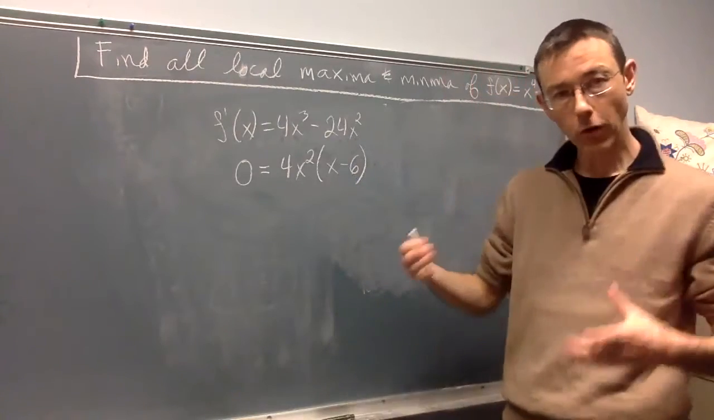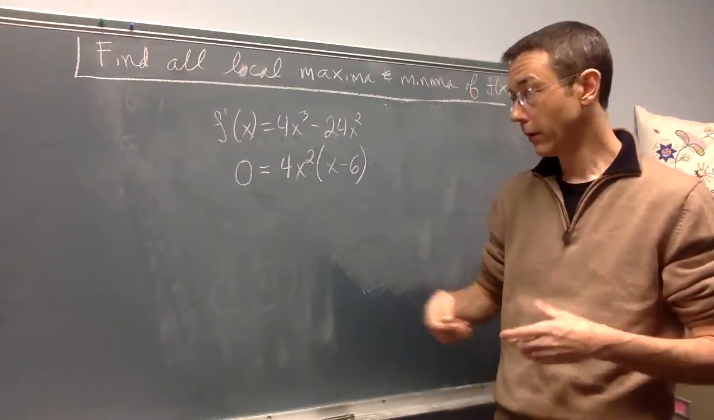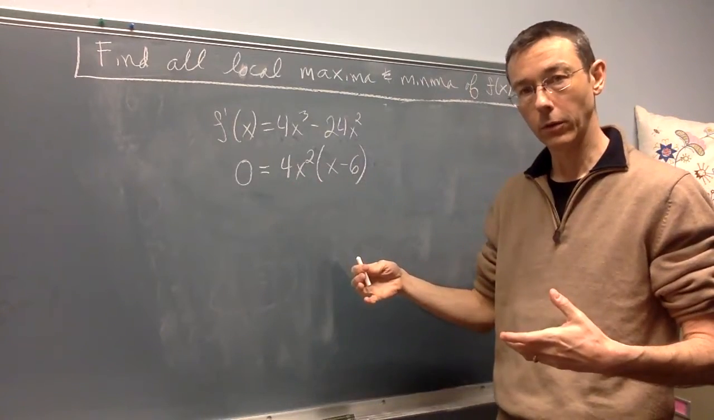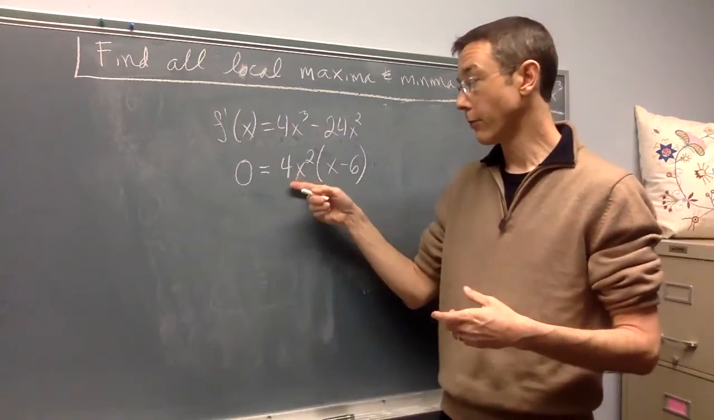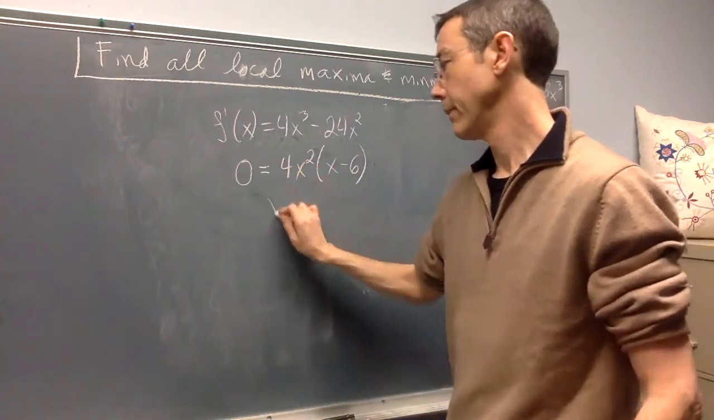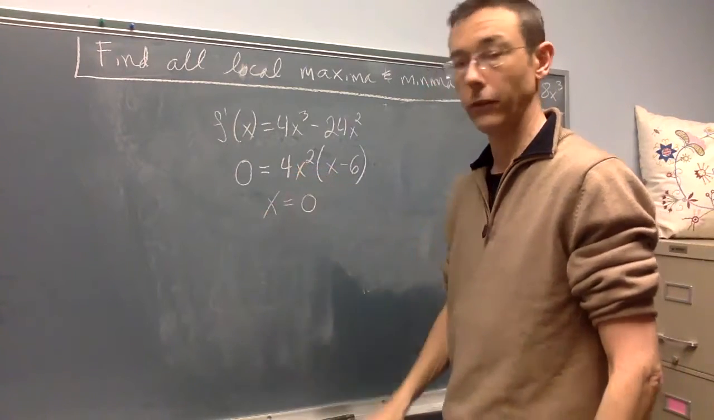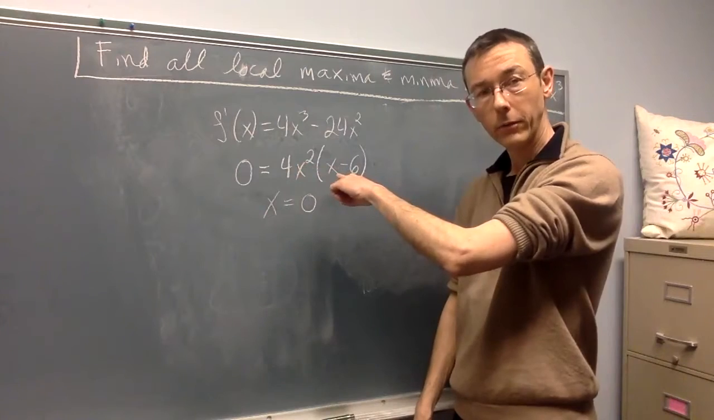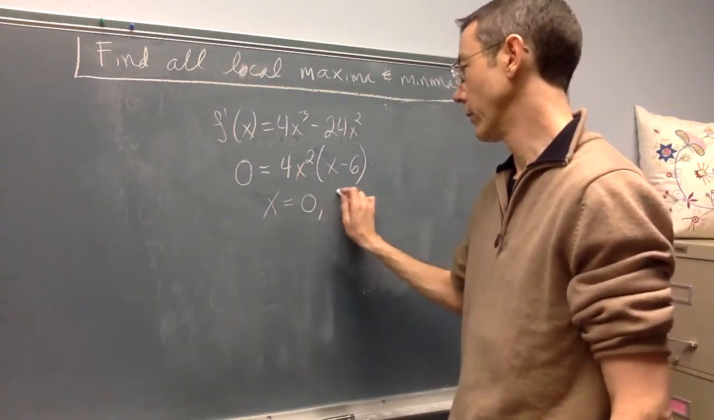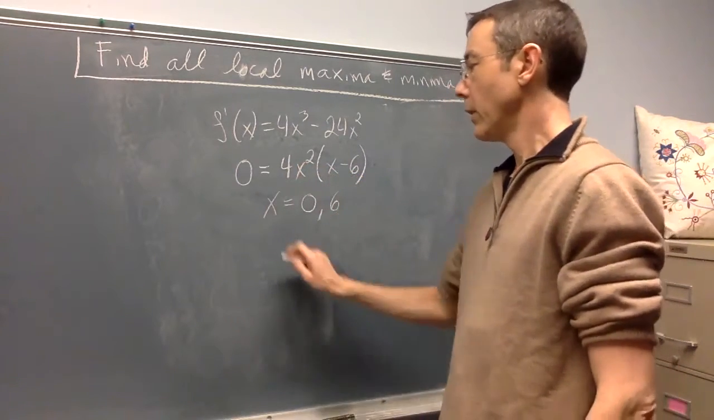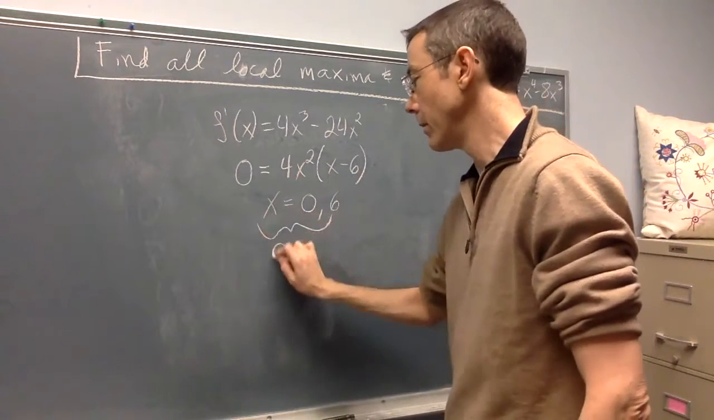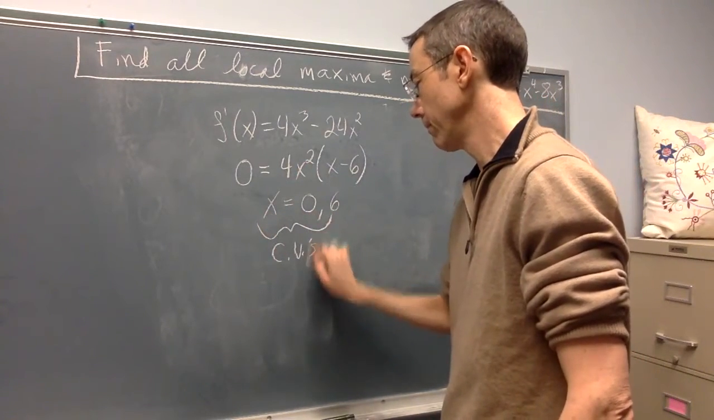Now, if this product on the right-hand side is equal to 0, then one of the two pieces has to be equal to 0. So either 4x squared is equal to 0, in other words, x is 0, or x minus 6 has to be 0. In other words, x equals 6. So these are going to be the critical values.